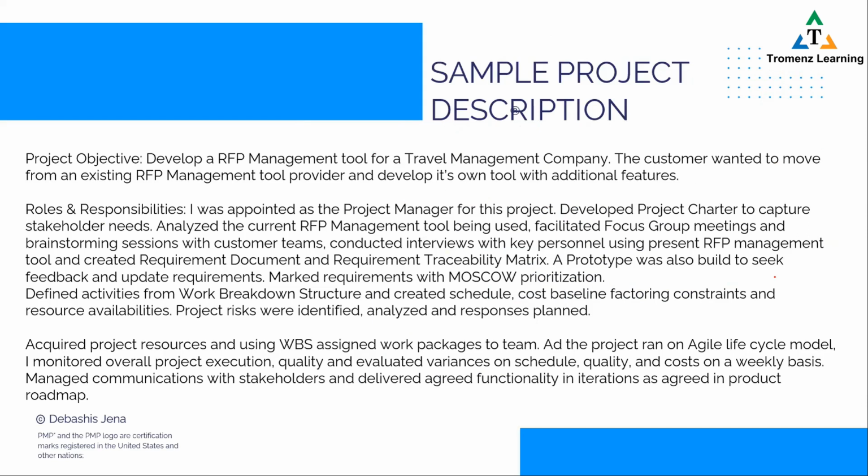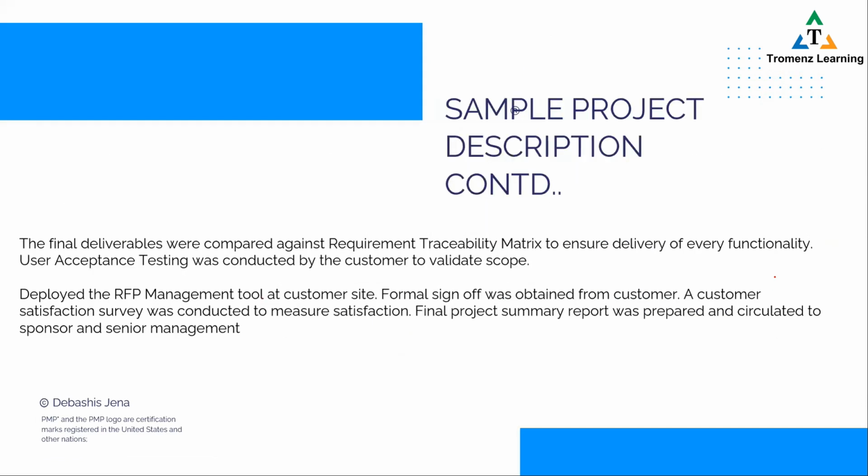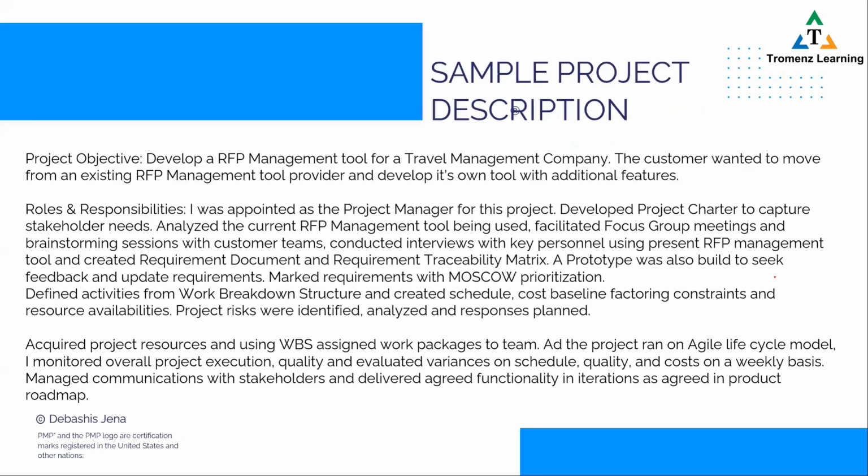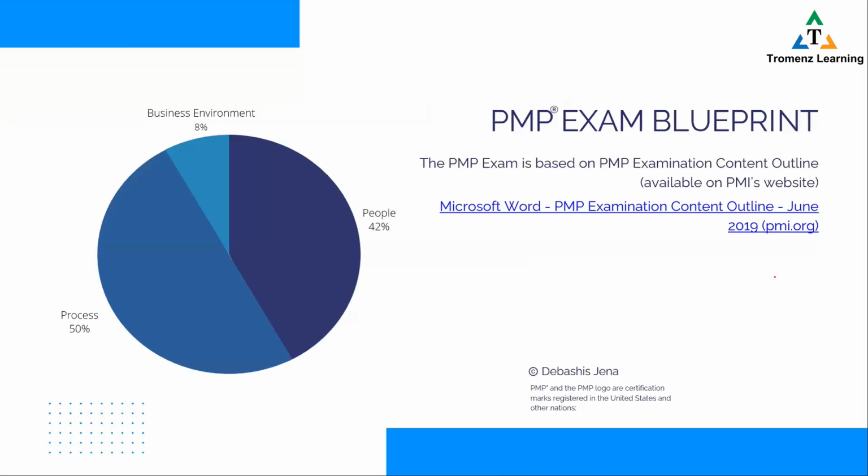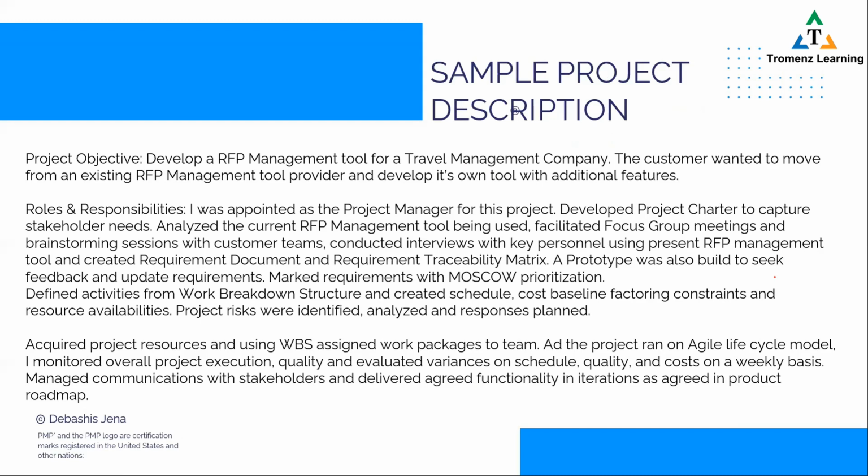Here's an example of a sample project description. How should it look? There's no one way, just one example. So you see, you start with the project, a couple of lines: develop a RAP management tool for a travel management company. The customer wanted to move from an existing RAP management tool provider and develop its own tool with additional features. Very simple description, done in 2 lines. If you want to make it 3, 4, 5 lines, that is okay, but not more than that.